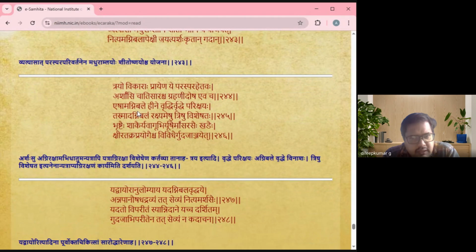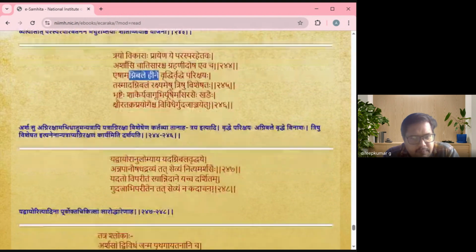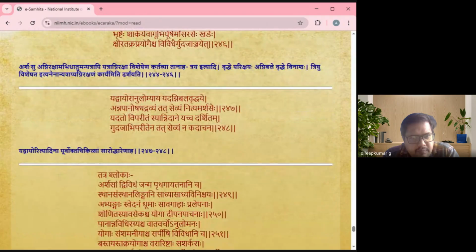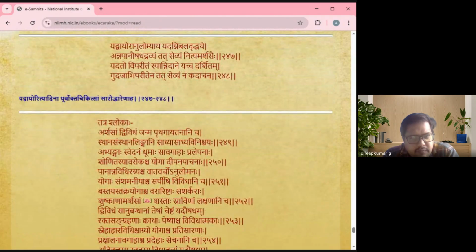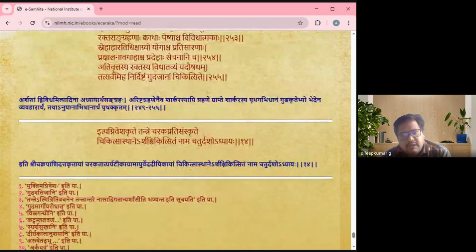So, among the three, the main common factor is that Agnibala is Hina. Agnibala is not correct. If Agnibala is maintained properly, these diseases can be controlled easily. So that is about the Arshas.